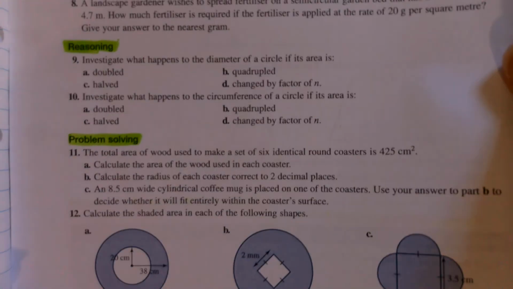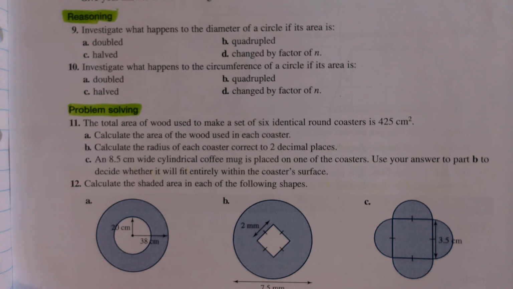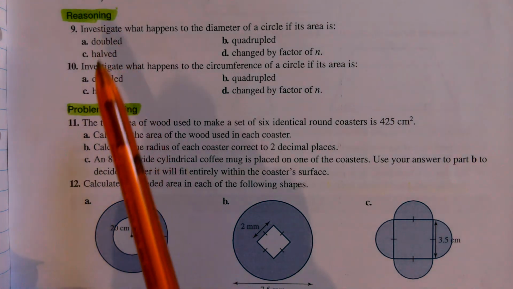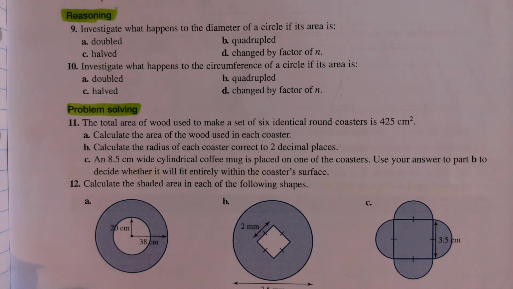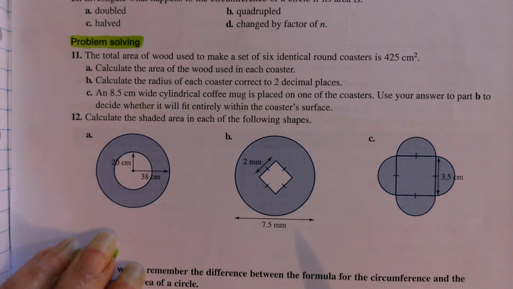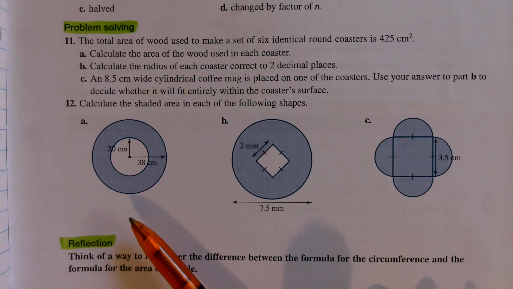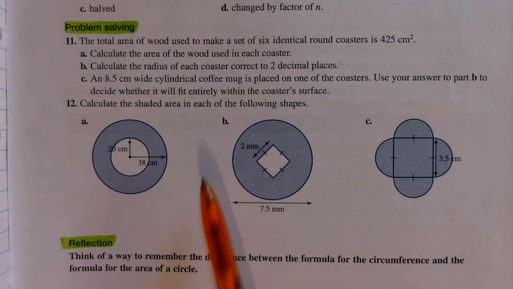Now some harder questions here on reasoning. You have to investigate these couple here, so you just have to do a whole lot of sums and then work out the correct answer. And some problems down the bottom. These are the types of A-type questions you might be getting in an exam.